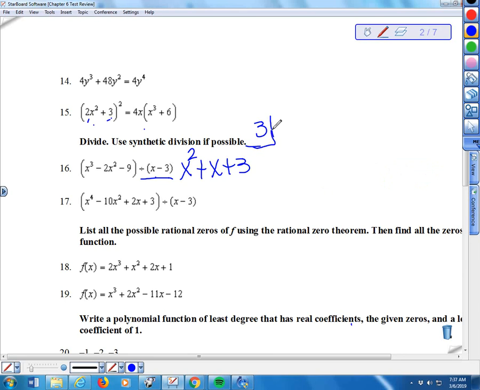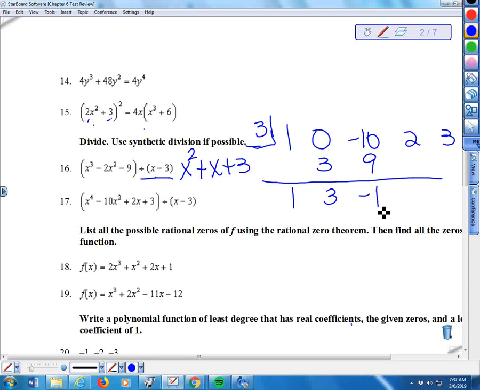And again, I'm going to do 1, 0 for the x cubed, negative 10, 2, and 3. Bring my 1 down, times 3. 3 times 3 is 9. Negative 1 times 3 is negative 3. Negative 3 plus 2 is negative 1. Negative 1 times 3 is negative 3, and 0. So what I have left here is x cubed plus 3x squared minus x minus 1.